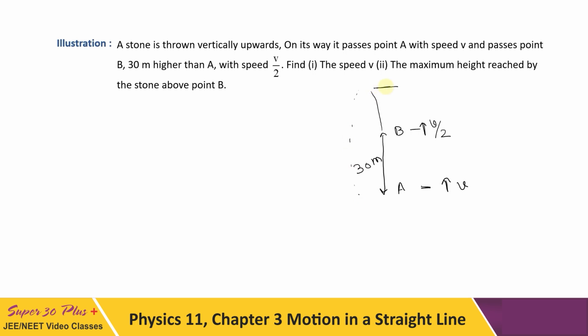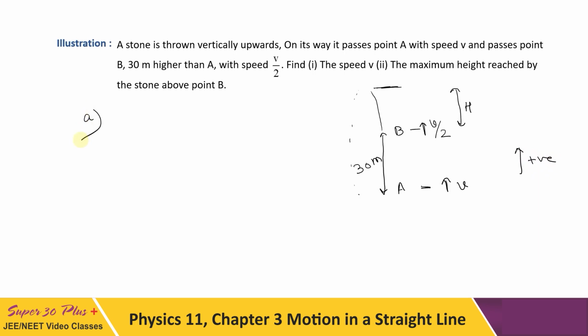Let it come to some height h above B. So we have to calculate its speed and the maximum height reached by the stone, that is h. Again we have to choose a sign convention here. So this time I am taking the upward direction as positive. Let us start with the first part. The speed v first we have to calculate.